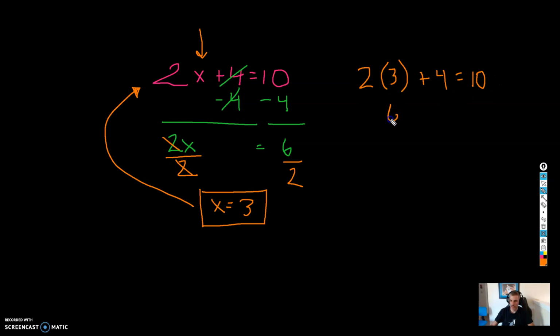2 times 3 is 6. 6 plus 4 is 10. So on the left-hand side of my equal sign, I have 10, and you can think of that as $10 or 10 pounds. On the right-hand side, I have 10, and again, you can think of that as $10 or 10 pounds. And this is true, right? This is a balanced scale, a balanced equation. So that's what it means to have one solution, and this is what you guys are used to. But it turns out there's other possibilities.